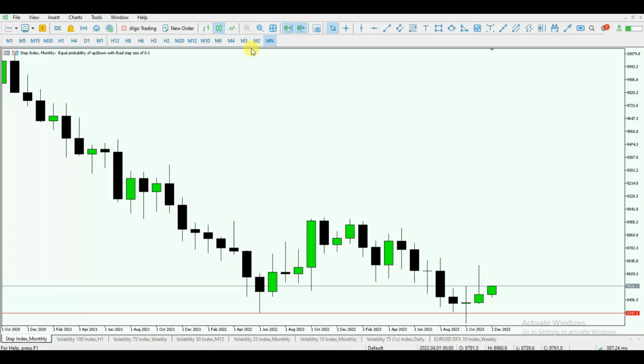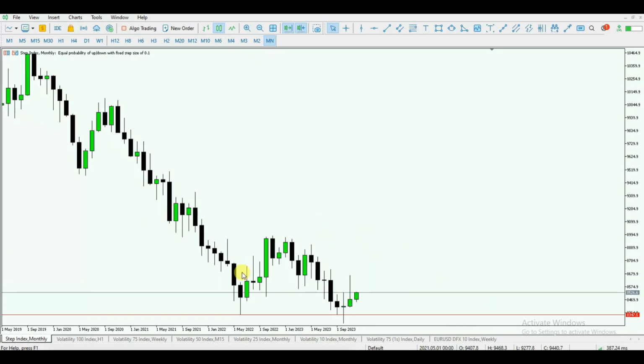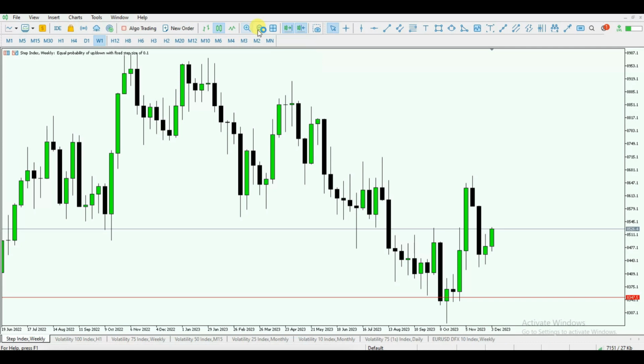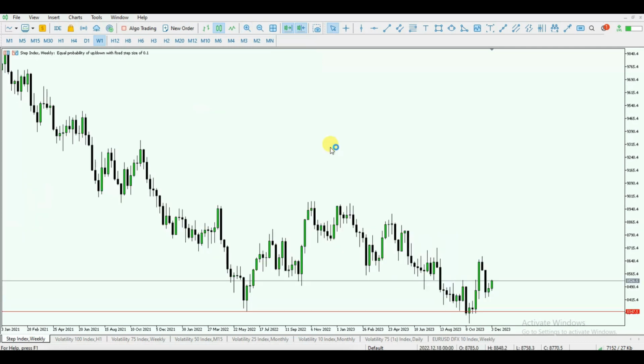All right, so on the monthly, what we could see is we're still in a bearish trend. But then price has taken liquidity resting below this, and we saw the market reversing to seek internal liquidities. All right, so now let's go down to our weekly time frame and see how the market is faring on the weekly time frame.